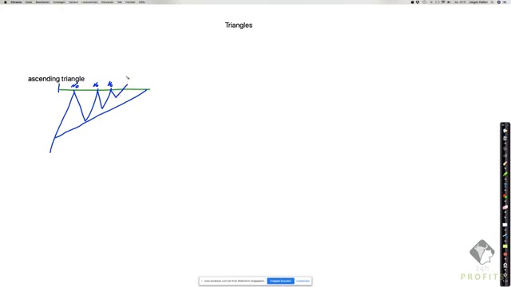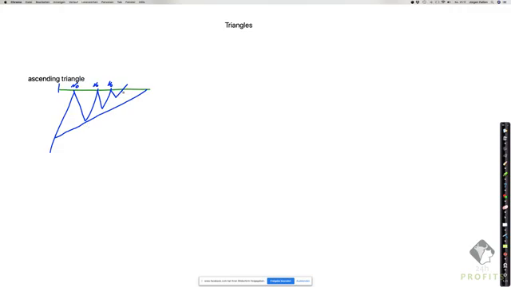So whatever happened up here at the resistance line, this green line in here, obviously is gone now and the prices keep on going up. And this is what we would call an ascending triangle.